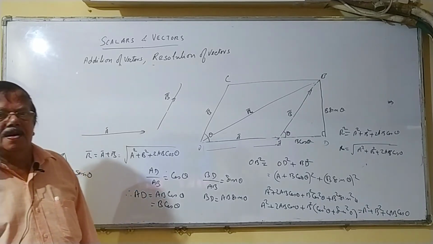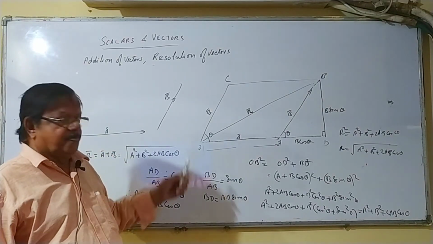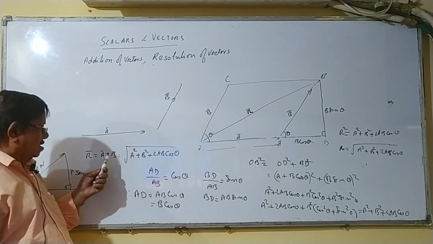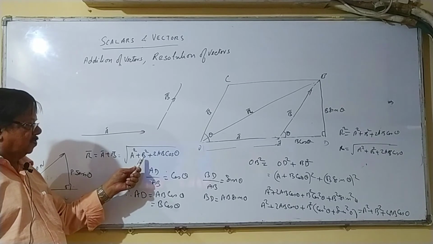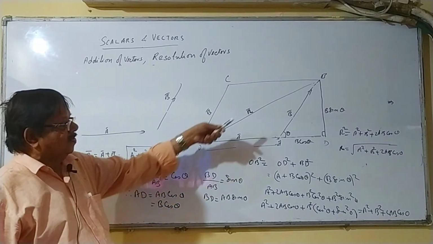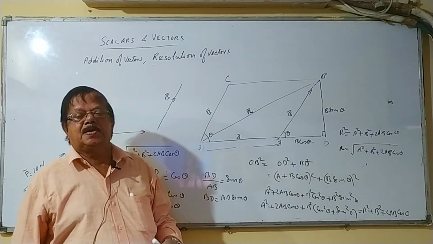I hope you have copied everything. This is the formula: R vector is equal to square root of A square plus B square plus 2AB cos theta, which is derived already here.